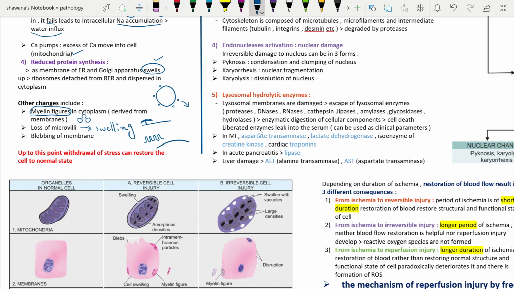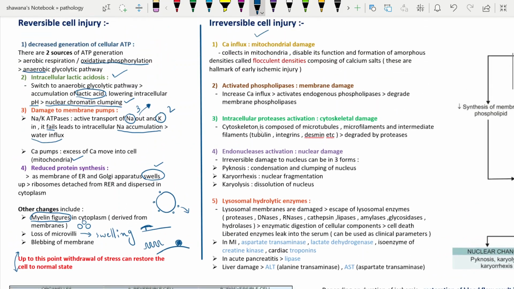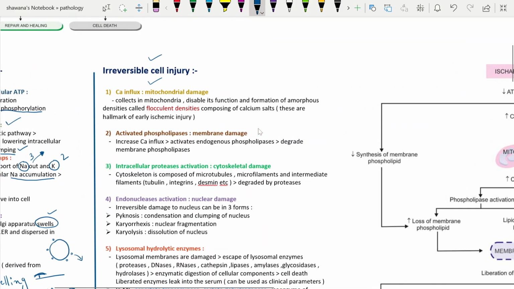Then blebbing of the membrane. Blebbing means formation of small blebs. Okay, this is the blebbing. Up to this point, if there is stress removal or withdrawal, the cell can return to the normal state and normal function. But the second kind of injury is the irreversible cellular injury.